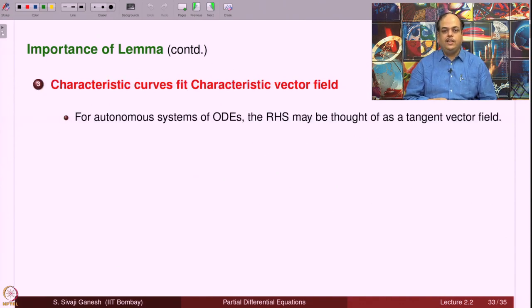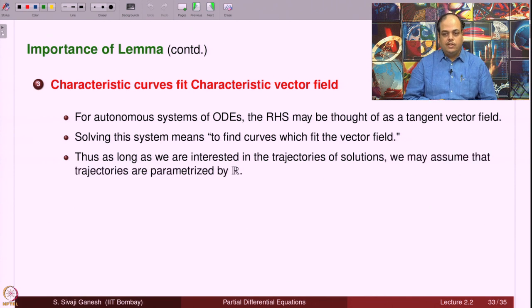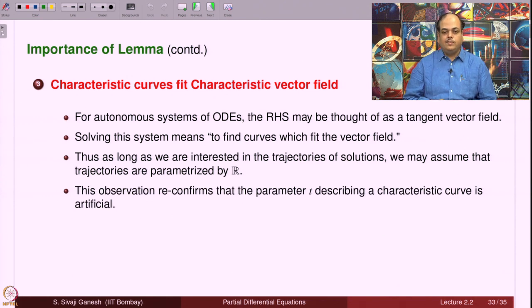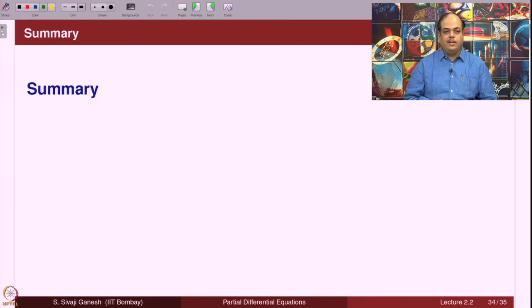Now, characteristic curves fit the characteristic vector field. For an autonomous system of ODEs, the right hand side may be thought of as a tangent vector field. Solving this system means to find curves which fit the vector field. Thus, as long as we are interested in the trajectories of solutions, we may assume that trajectories are parameterized by R. This observation reconfirms that the parameter t describing a characteristic curve is artificial. This interpretation does not hold for trajectories of non-autonomous systems of ODE. The proof of the lemma suggests where the proof will fail, and hence that is the reason why this will not hold.